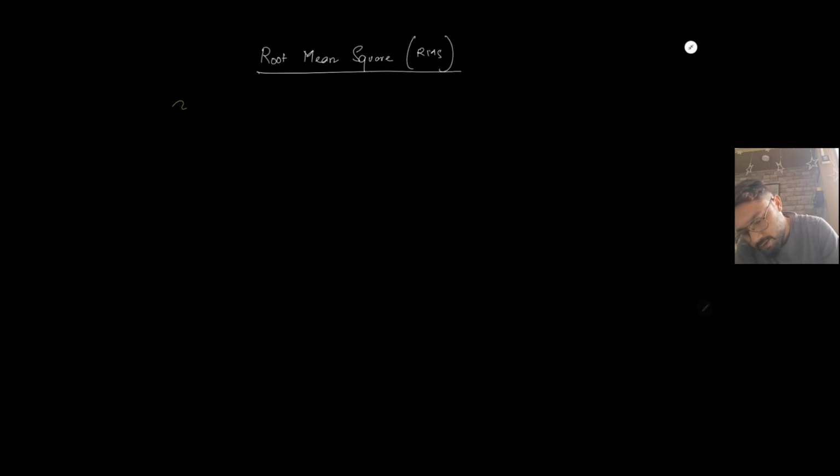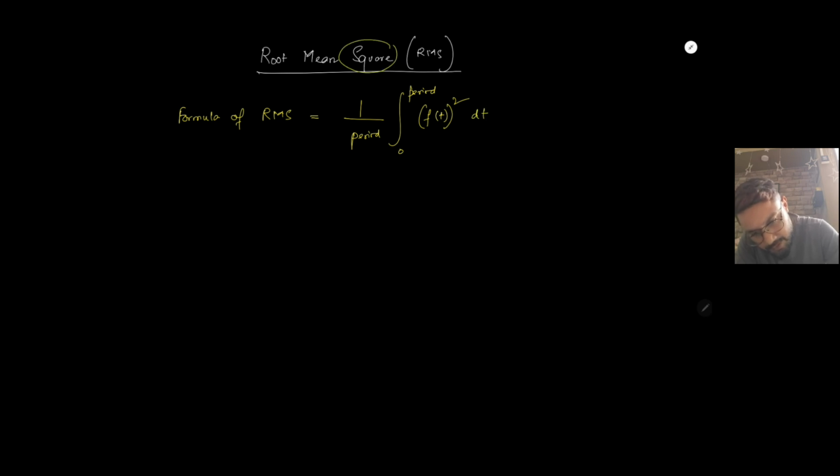So by definition, the formula of a root mean square of a waveform is 1 by period, integration of 0 to period. Here the function value, similar to the average, but here we'll square it, means the square term, square dt. Okay, this is the square term.